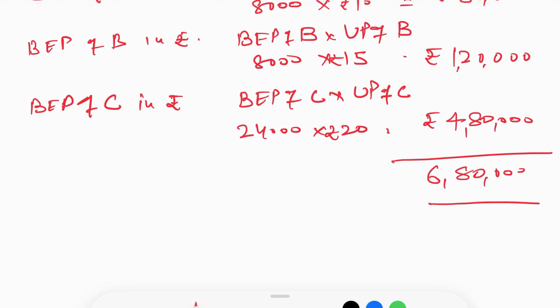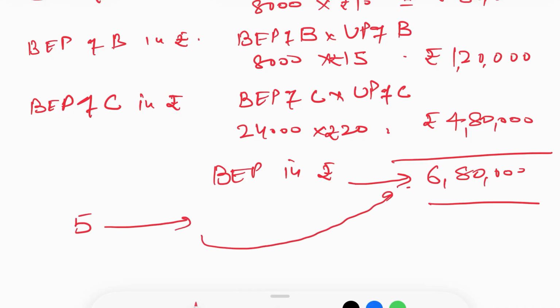So total break-even point in rupees is 6,80,000. So in your board exams, if this question comes for 5 marks, then you have to calculate till this. You have to show all these 5 steps. So this is how we calculate break-even point.